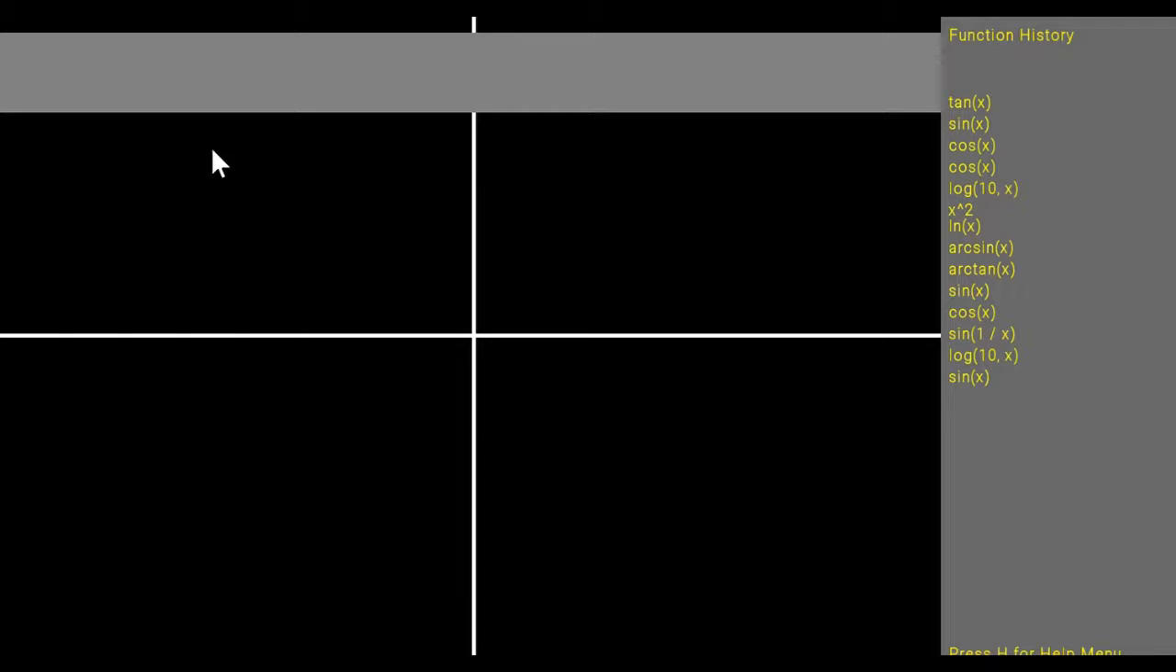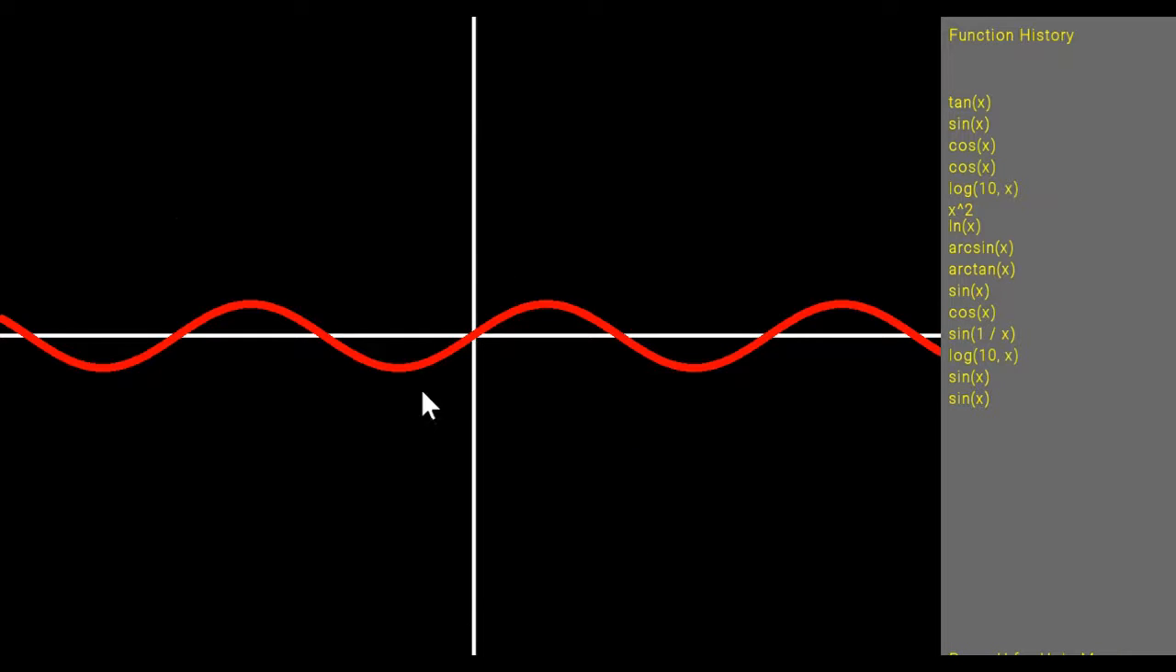To start, if we press the F button, you will notice that this bar appears. If we start typing in an equation, such as sine of x, it will appear in the bar, and once we press enter, it will be displayed on the graph. This equation is being shown from the domain -10 to +10, and the range -10 to +10 as well.